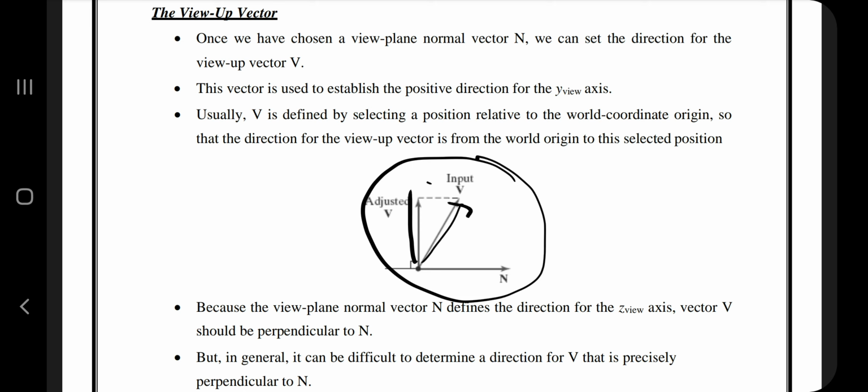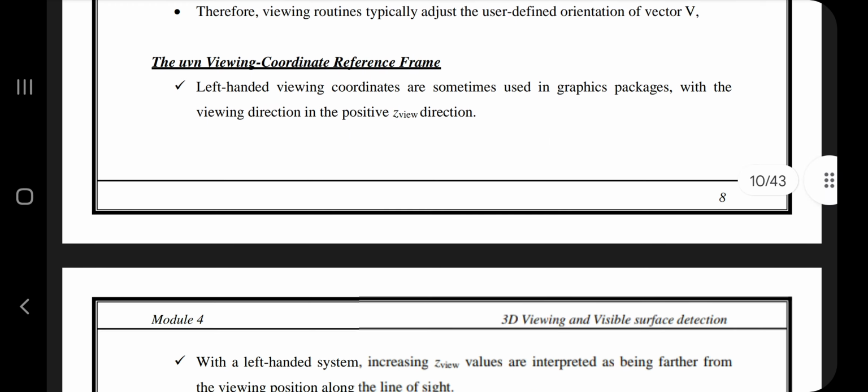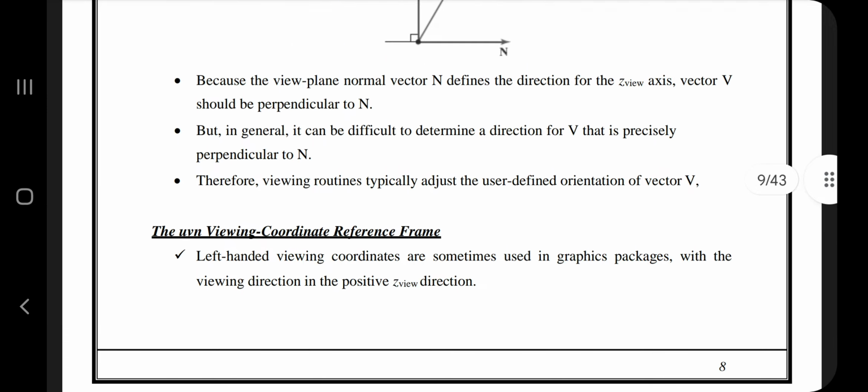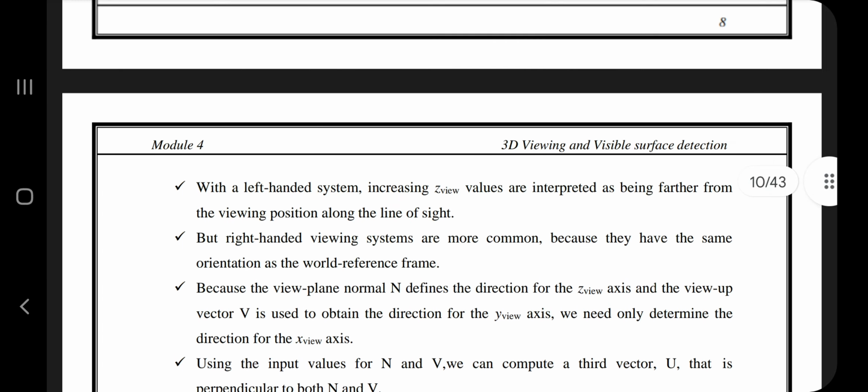The input will not always be perpendicular, right? So we have to adjust it, and it is not always possible to adjust it exactly. So for that we will be using a UVN viewing coordinate reference vector, okay, because it is generally difficult to determine a direction v that is precisely perpendicular to n. Therefore we will be using the adjusted user defined orientation of vector v. For that we will be using UVN. UVN is used to adjust the vector to the perpendicular axis, okay.